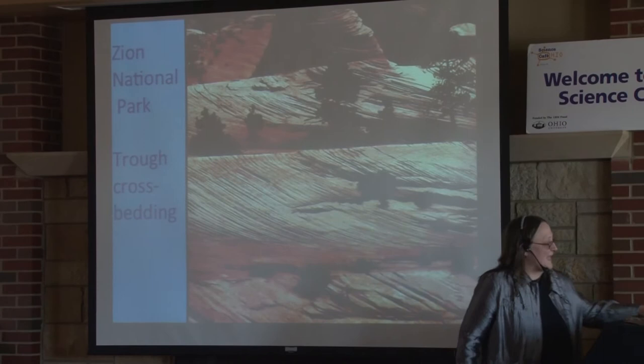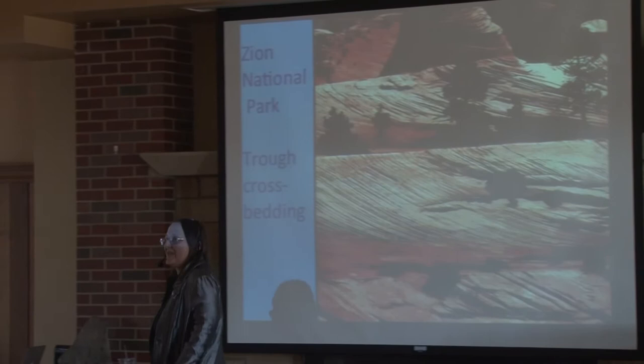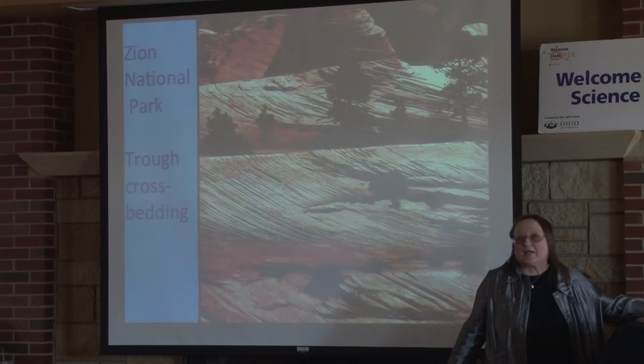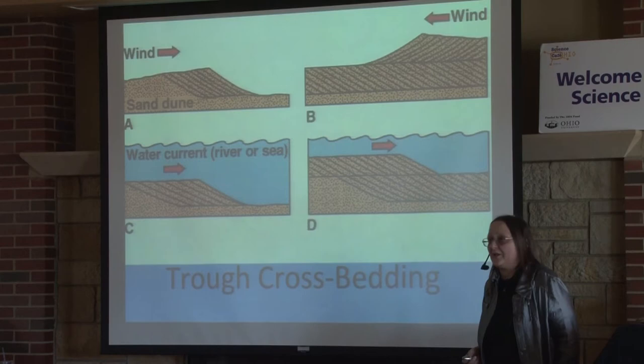He said that at Zion, there's a lot of ripples and trough cross beds that are formed by wind as well. I was going to get to that. Water is one example that I'm giving you here, but it can also be wind, and it's the next slide. See, these geology majors really know what I'm talking about. Okay, so you can have this forming, and here's another diagram that might help.